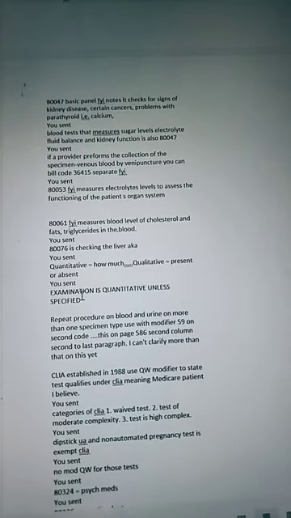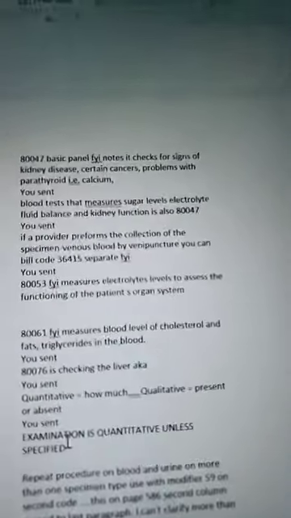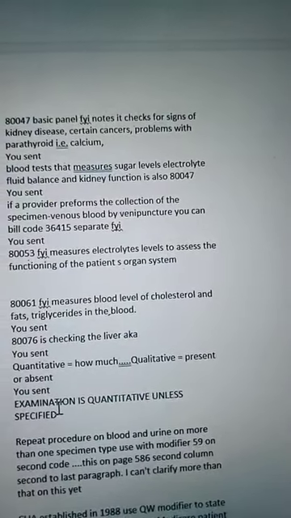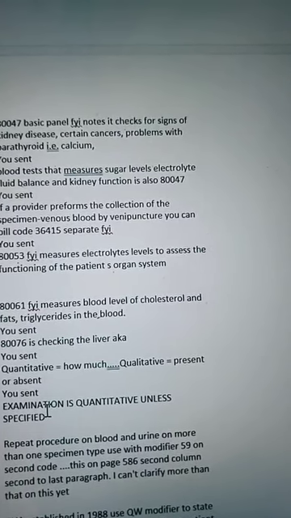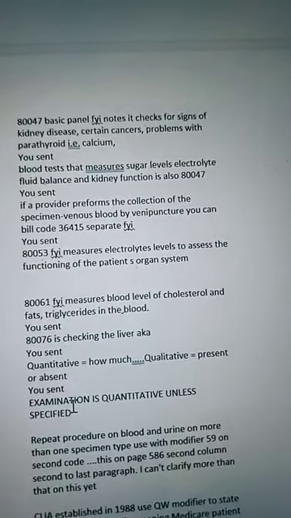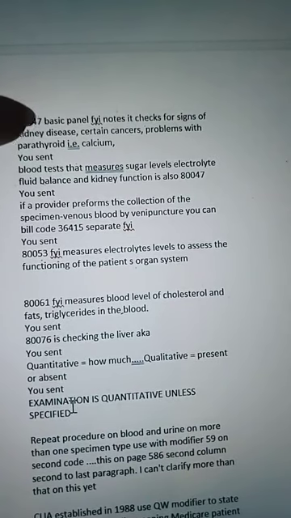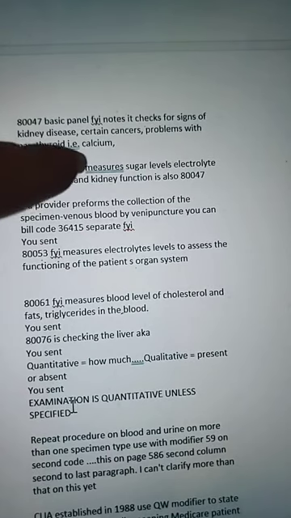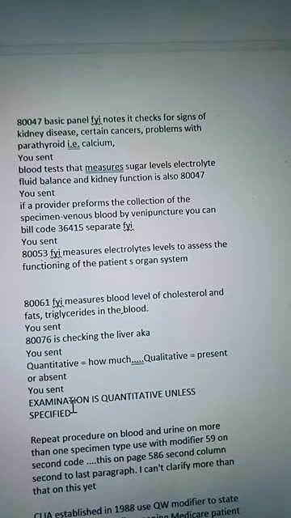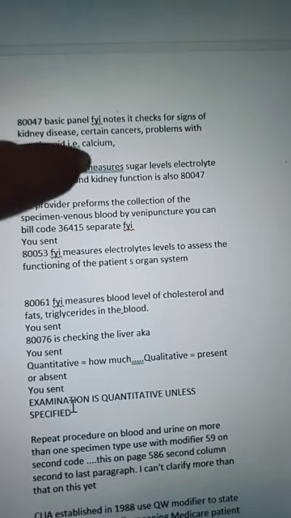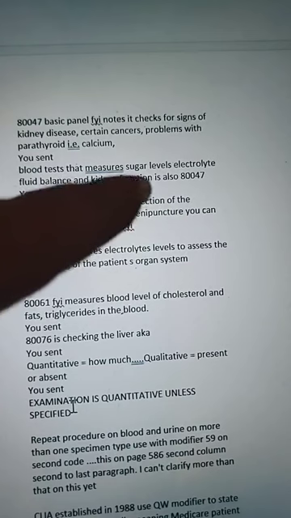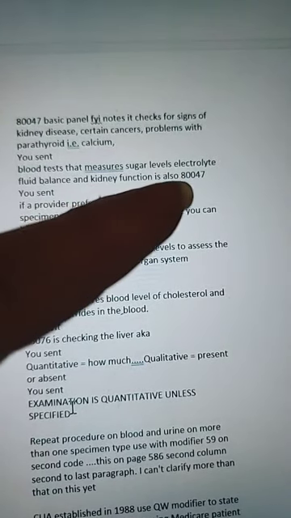80047, it was just a basic panel. But FYI, it checks for signs of kidney disease, certain cancers, and problems with the parathyroid. So the calcium level, if it is off, the one that's in that basic metabolic panel, the ionized, I believe it is, when it's off, then that means you have a parathyroid problem. So very cool, interesting little stuff. Blood tests that measure sugar levels, like electrolyte fluids, balance in the kidneys, is also in the 80047.